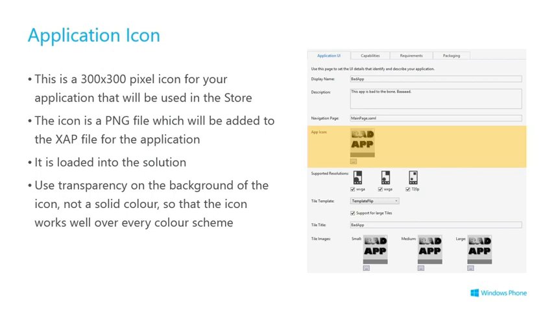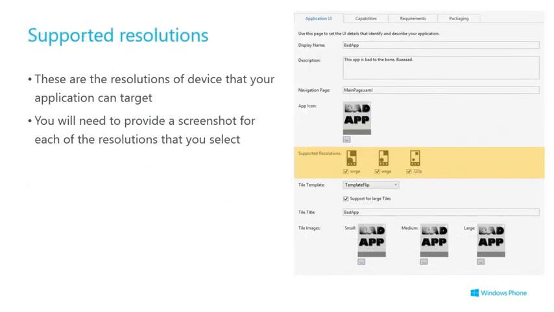If you make the background of your app icon transparent rather than a solid color, then you'll get the user's accent color, the same tile color as a lot of the first-party apps. Then you need to set the supported resolutions. Usually you'll check all three, but if there's a particular reason why you can't run on a 720p, for example, you can uncheck that, and the app will not be offered to users of those phones when they go into the Marketplace app.